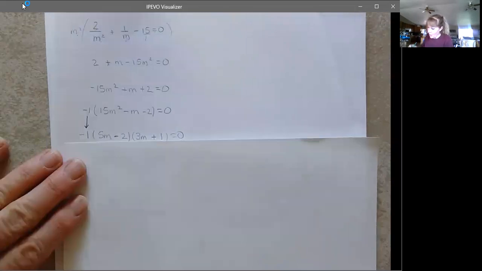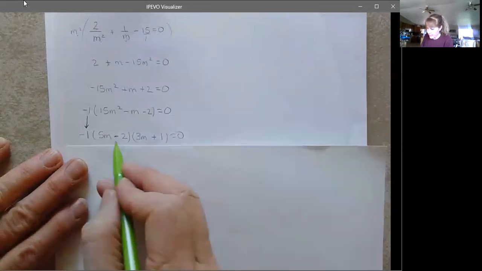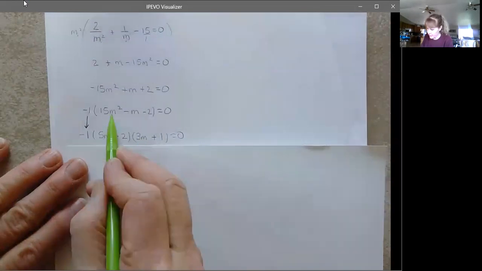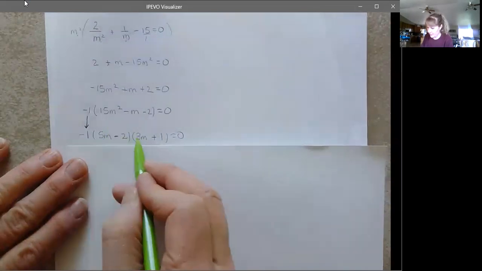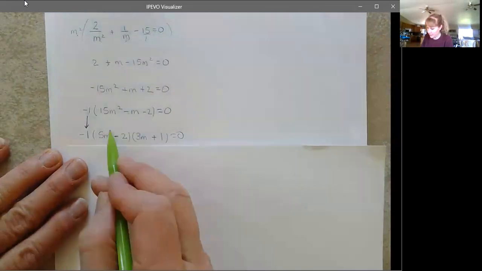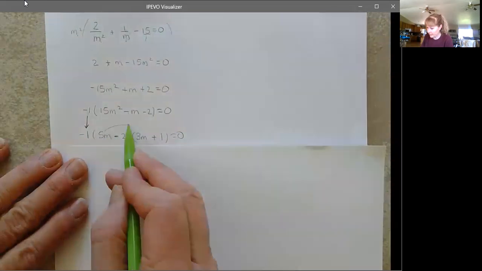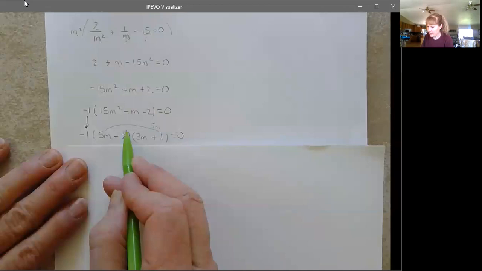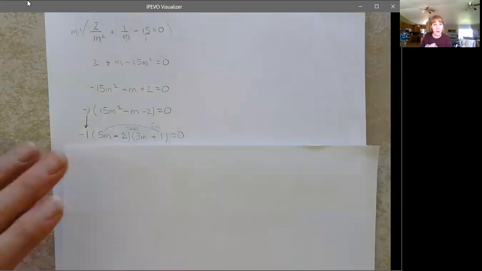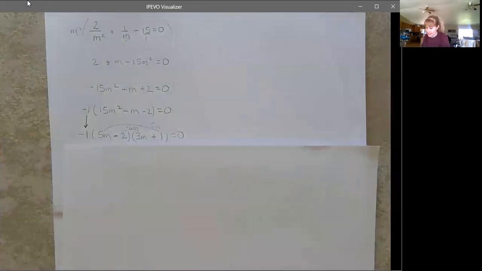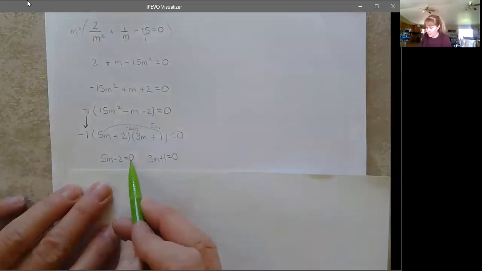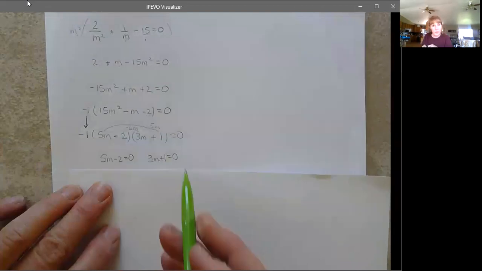Okay, well, factoring this, I've already done that. 5m times 3m is 15m squared. -2 times a +1 is a -2. To get the middle term, the outside is 5m, and the inside is a -6m, which gives me a -1m. So I have these, so I factored it. Now I'll set them equal to 0, both of them. Either this number is 0 or this number is 0, and I will solve them.